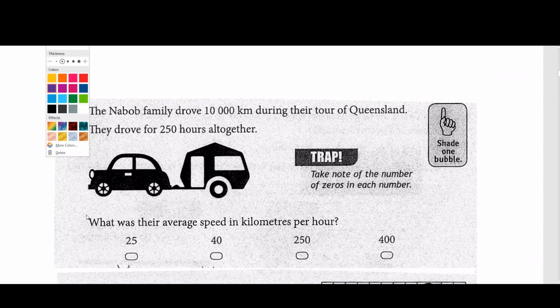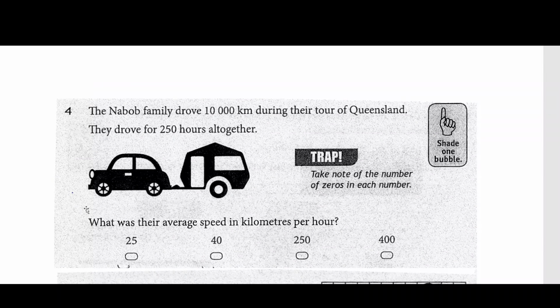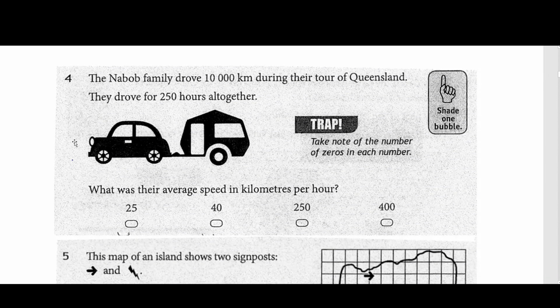Okay, next question. The Nabob family drove 10,000 kilometres during their tour of Queensland. They drove for 250 hours altogether. What was their average speed in kilometres per hour? Now, take note of the number of zeros in each number. Okay, so we need to find the average speed in kilometres per hour. So they did 10,000 kilometres, and 250 hours altogether.